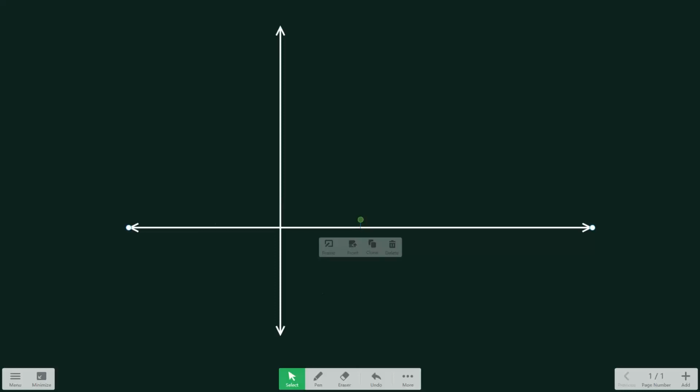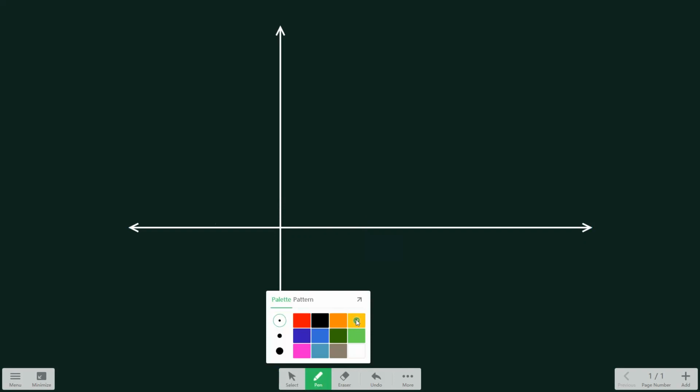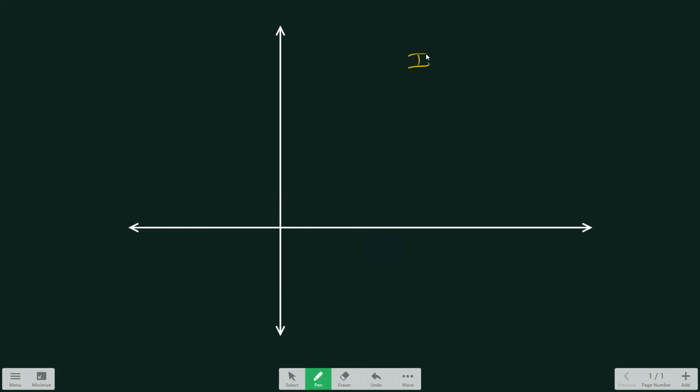Yes, rectangular coordinate system or Cartesian system. The combination of x-axis and y-axis is known as the rectangular coordinate system. The rectangular coordinate system divides a plane into four parts that are known as the quadrants. That is first quadrant, second quadrant, third quadrant, and fourth quadrant.